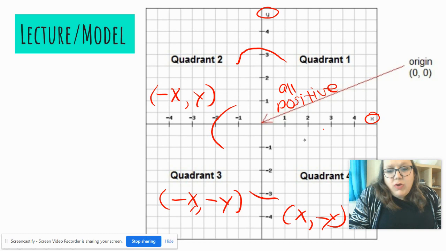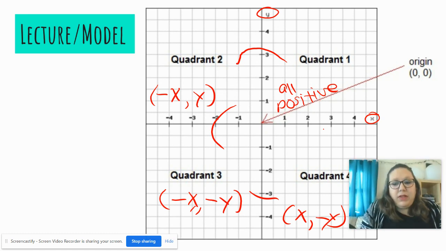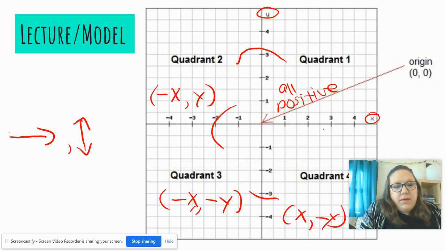Again, the x's go across and the y's go up and down. As you remember, we plot x points and then y points, so we go over and then up. We go over, and then up or down. I'm going to give you a minute to jot that down if you need.